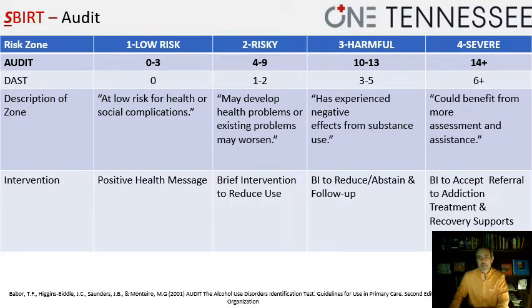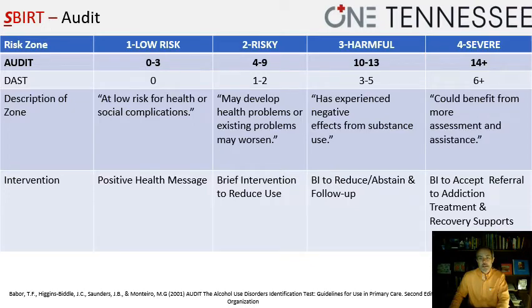These patients are likely going to benefit most from a referral to treatment, but if they're a level 3, a brief intervention might bring them down to a level 2 or level 1 risk. But if they're in the 4 or severe category, 14 plus, you need to refer them for more advanced treatment.